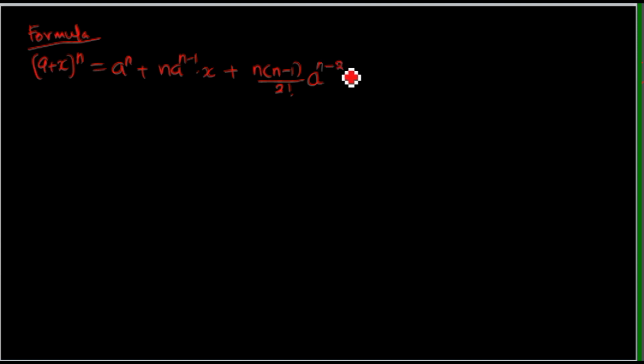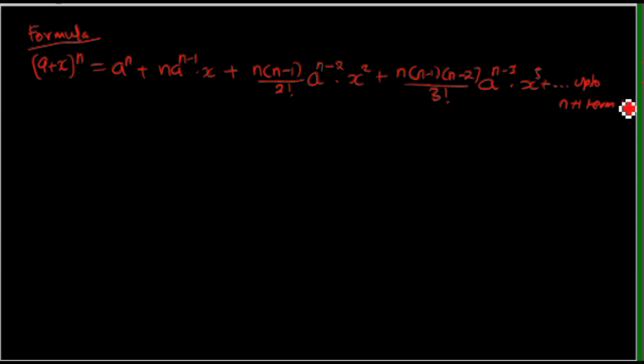and then add n into n minus 1, n minus 2, over factorial 3, times a power n minus 3, multiplied by x power 3, and so on up to n plus 1 terms. N plus 1 terms. So what does that mean? Let's look at an example here and try to understand what this formula means to us.